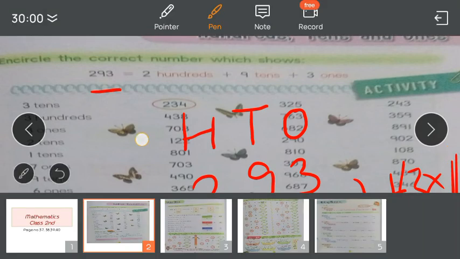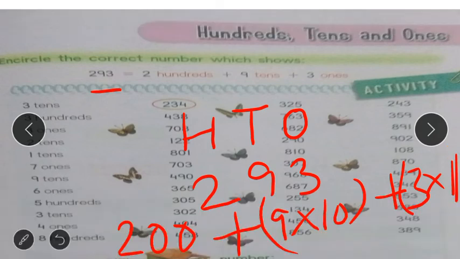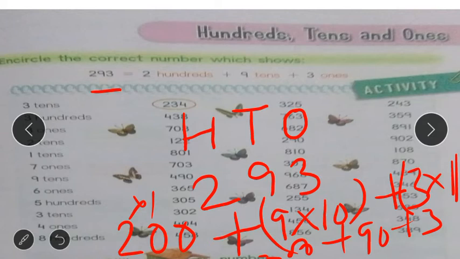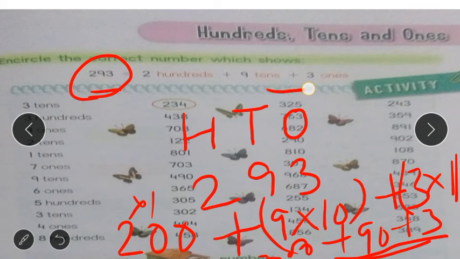Here we can write 2 multiply 100 also, as it is in hundreds place. So what is 2 multiply 100? That is 200 plus 90 plus 3. When we add all these numbers, you will get in short form 293. This number is written in expanded form. 200 plus 9 tens plus 3 ones is written in expanded form.